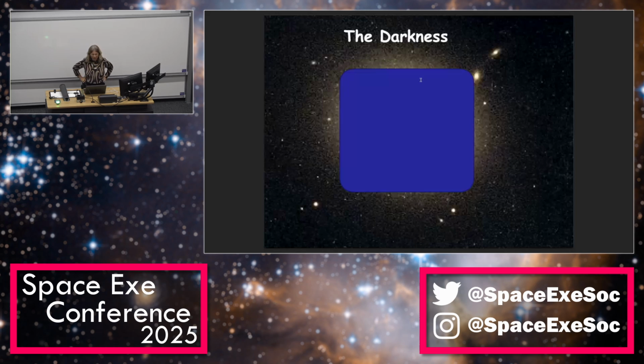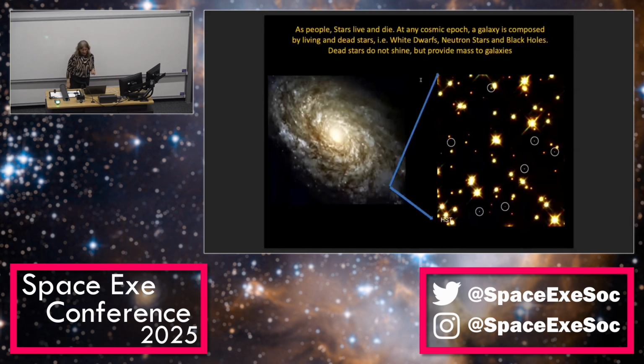But in reality, and I couldn't find a black square, so I used a blue square, is there darkness in galaxies? Actually, yes, of two kinds. Not only are galaxies embedded in the dark space, but there is darkness in them. What is it?